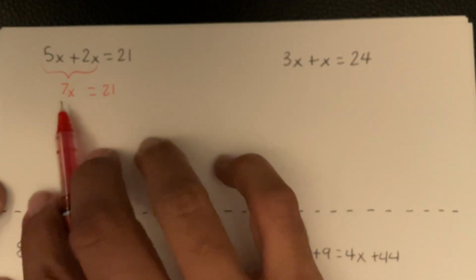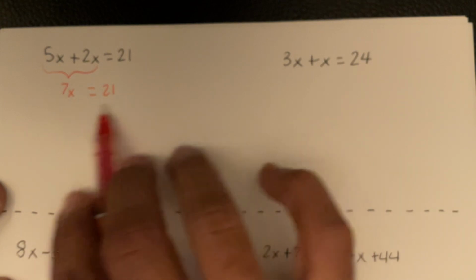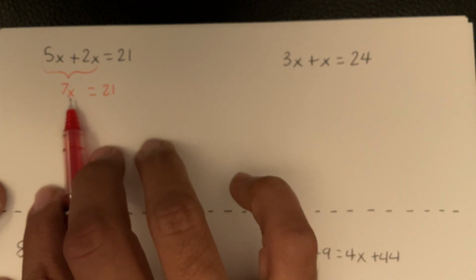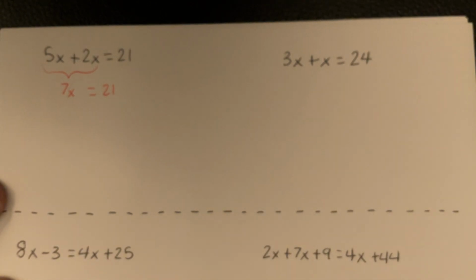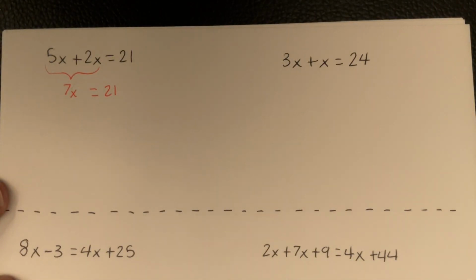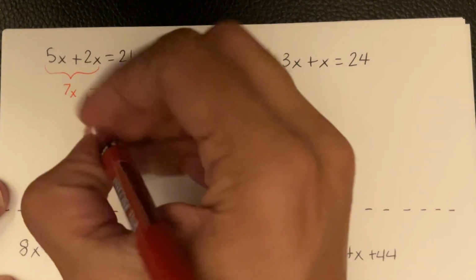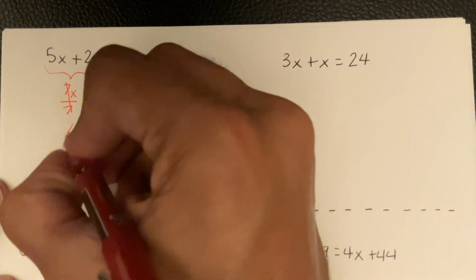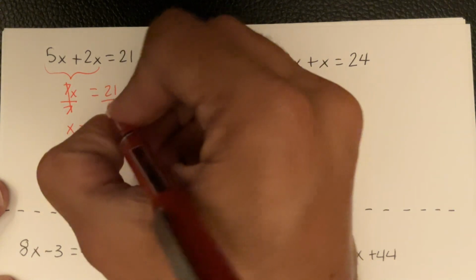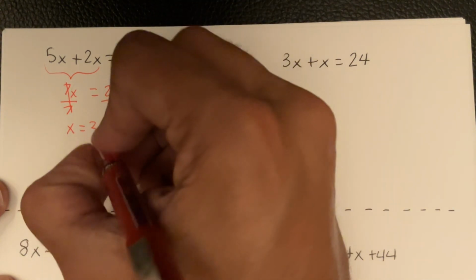So now, this is a one-step equation. The 7 is multiplying with the x. The way you solve any equation is you do the opposite of what it's doing to the variable. So the opposite of multiplying is dividing. Divide by 7, x divide by 7 equals 3.